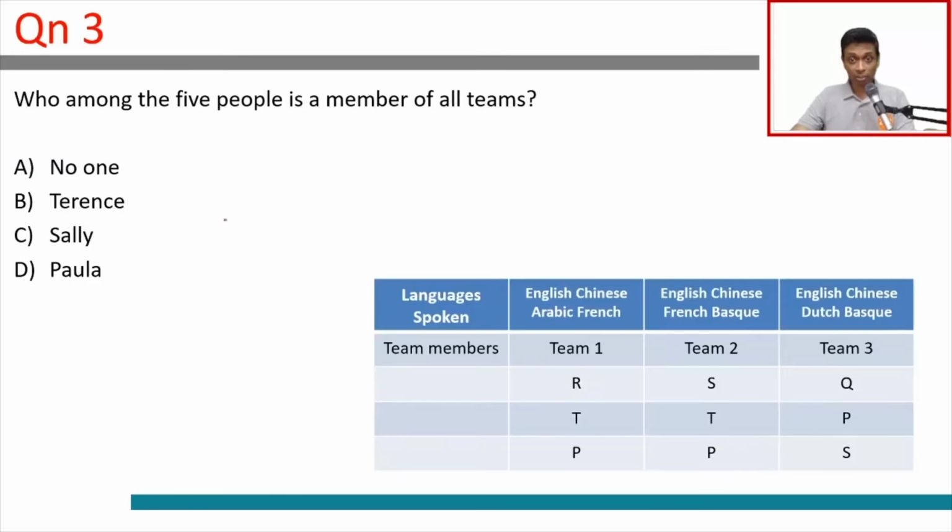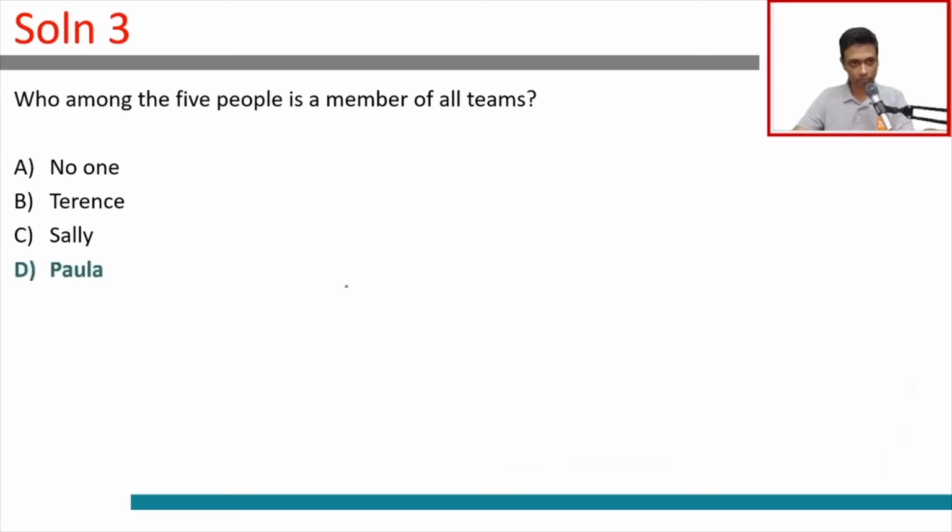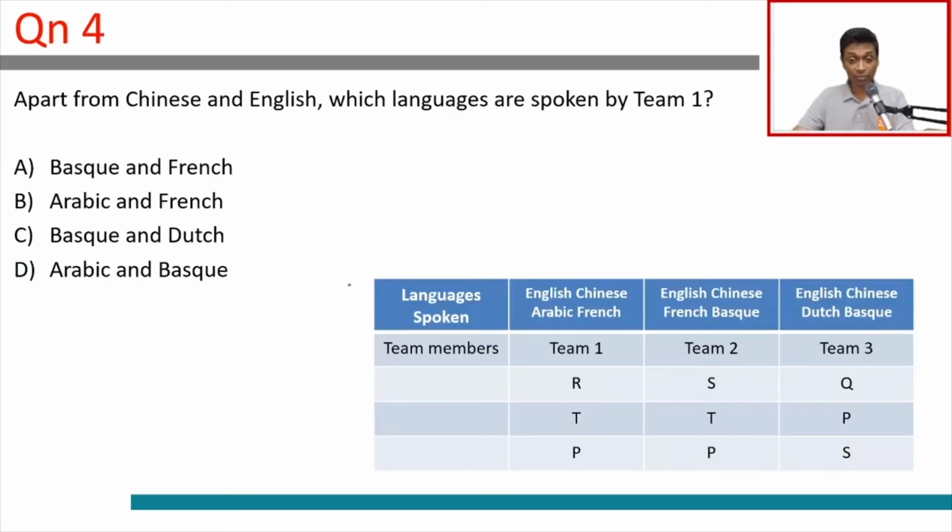Who among the 5 people is a member of all teams? We just saw this. Paula is a member of all teams. This Paula sitting here, here, and here. Apart from Chinese and English, which languages are spoken by team 1? Chinese and English, Arabic and French. That's the answer. That is choice B.